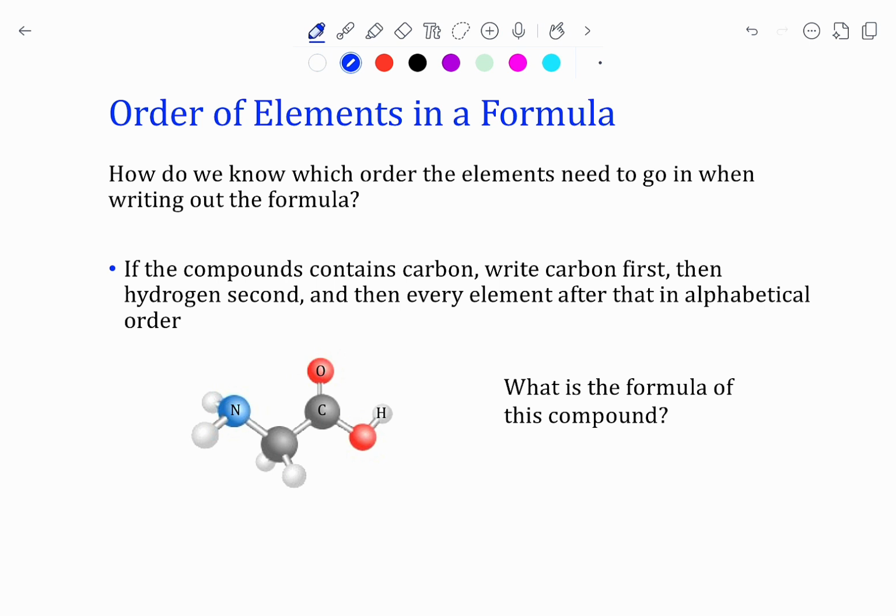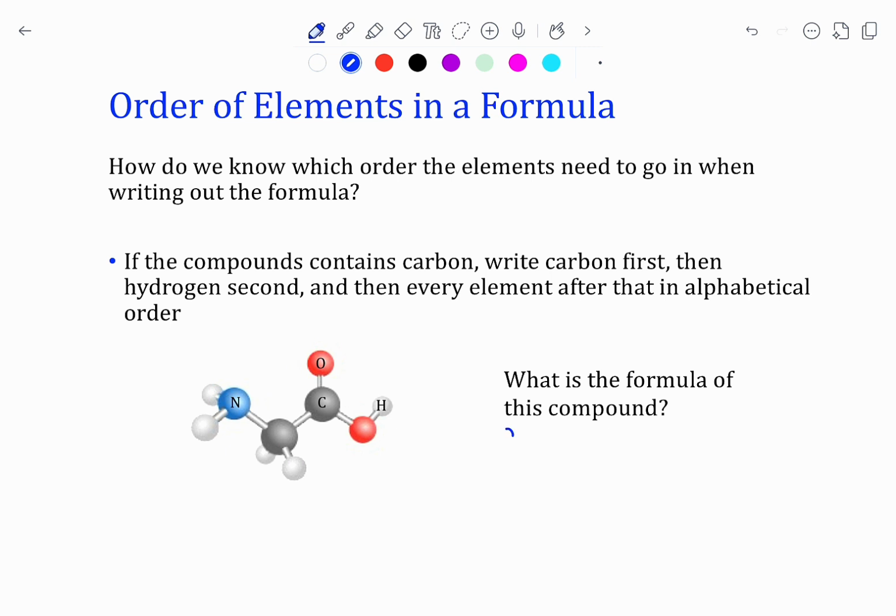So we have two rules that we have to follow when ordering elements in a chemical formula. The first one is if the compound contains carbon, what we're going to do is write carbon first, then we're going to put hydrogen second if it's present, and then after that, every element will show up in alphabetical order. So I have an example of that here. In this compound, all of our elements are labeled so that we know their color, and we're going to follow our rules. So we're going to have carbon first, hydrogen second, and then we have nitrogen and oxygen. So nitrogen would come third, and oxygen would come fourth.